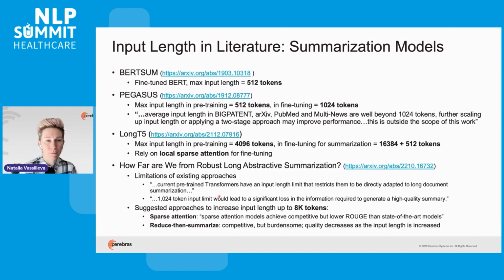One, either fine-tuning with sparse attention, or using an approach where you first shorten the document by choosing the salient sentences, similar to extractive summarization, and then you apply abstractive summarization on the extracted sentences from the document. Both of those are not ideal. For models with sparse attention, although they are competitive with the state-of-the-art model, they are not better. And for approaches where you first reduce then summarize, it requires an extra step, and it's not always possible to do that.